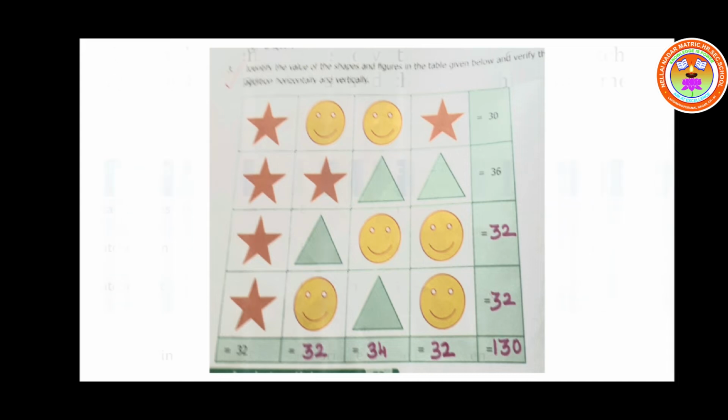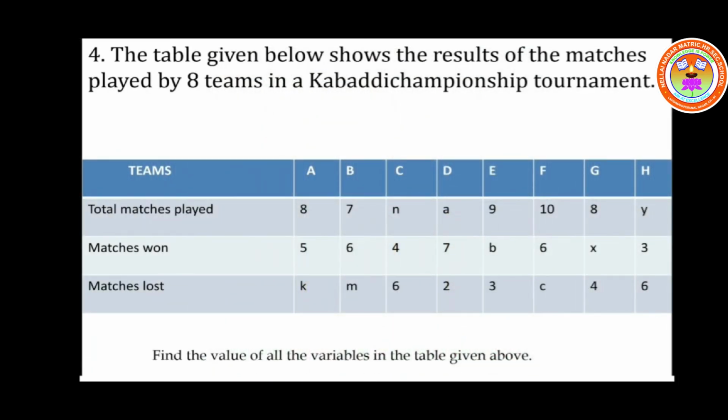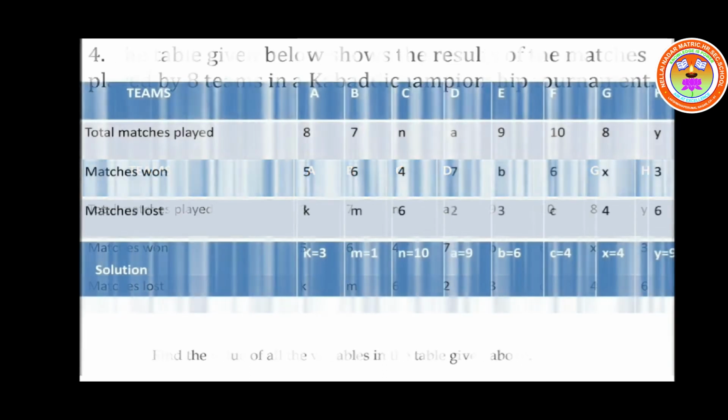Okay children. Now let us move on to problem number 4. The table given below shows the results of the matches played by 8 teams in a Kabaddi championship tournament. So they are given the table. Now teams, there are totally 8 teams. A, B, C, D, E, F, G and H. So these are the 8 teams. They are given total matches they played and matches won and matches lost. Each team is given some variables. We want to find the value of all the variables in the table given above. Okay, let us move on to the answer, children.